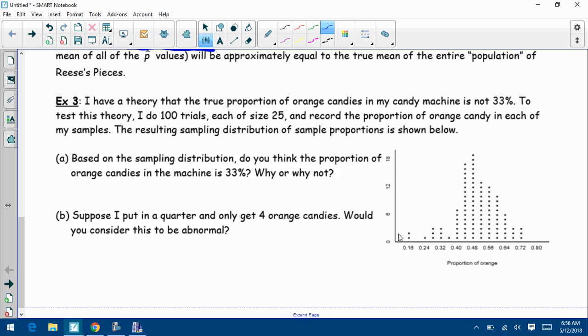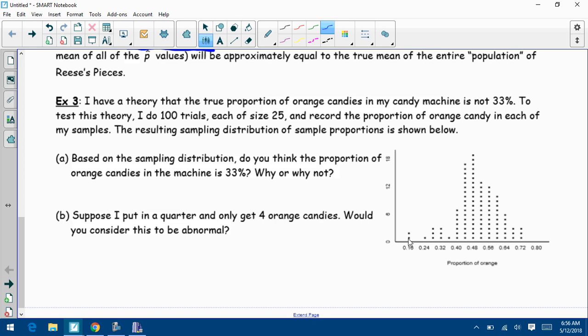So this is, rather than me doing it with the computer, let's say I actually do this in the store somewhere. I get so many orange candies every time, I don't believe that there's 33% orange. So I do this 100 times, track my results, and this is what I get. It says, based on the sampling distribution, do you think the proportion of orange candies in the machine really is 33%? Why or why not?